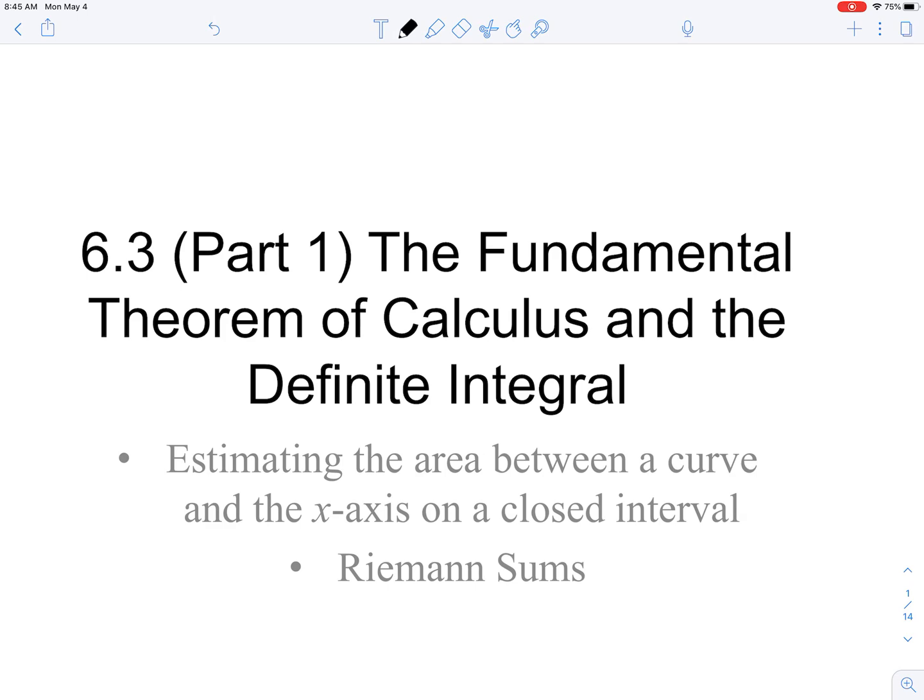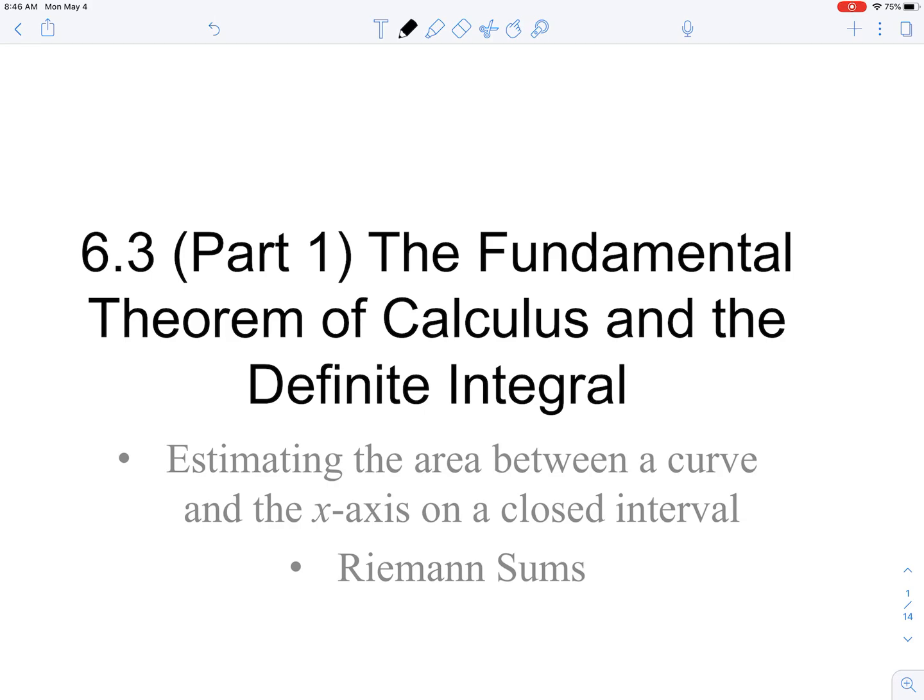Okay, so section 6.3 I have split into three different parts. Section 6.3 is titled The Fundamental Theorem of Calculus and the Definite Integral. And up until now, we have studied indefinite integrals and filled our toolbox with different methods for evaluating indefinite integrals and coming up with the general antiderivative of a function. And we're going to still continue using those rules.